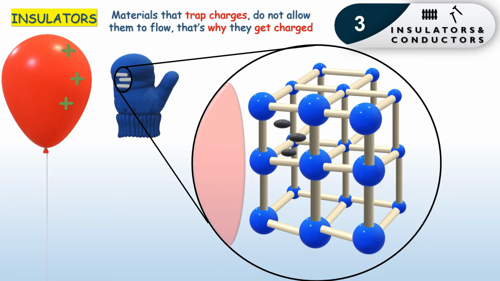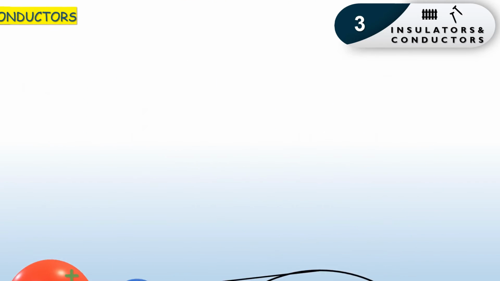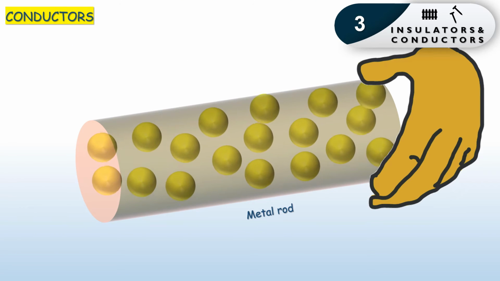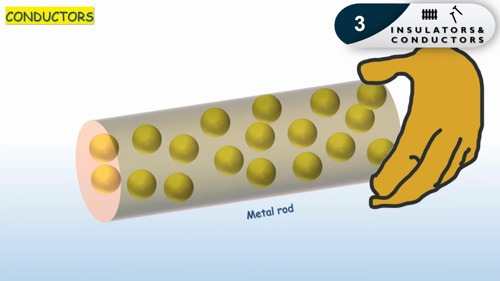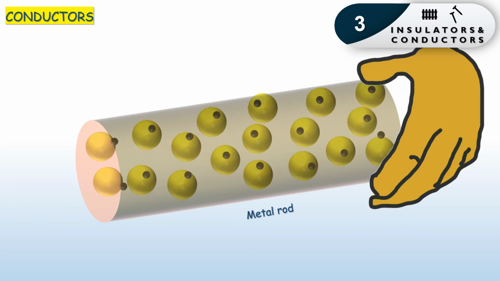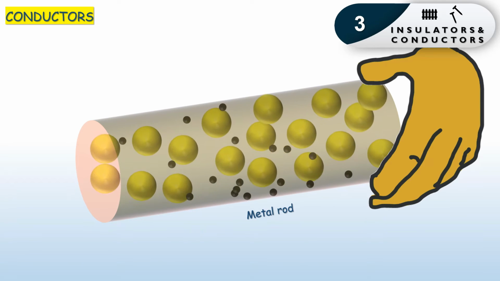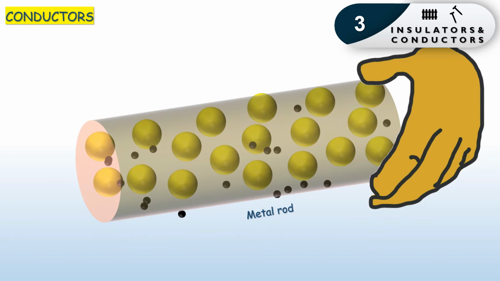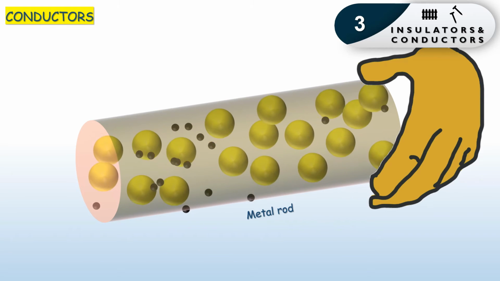It's not easy to get rid of them. Conductors, on the other hand, such as this metal rod, are bonded together by metallic bonds, which means there is only one or few electrons in the outer shell, and they can easily leave the atom and transfer from one atom to another as shown. Metals have free moving electrons.